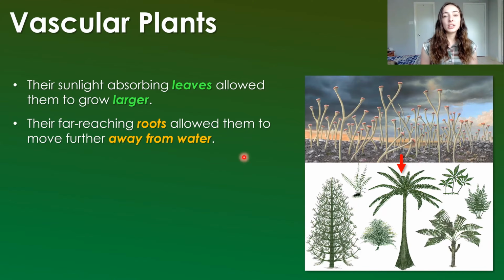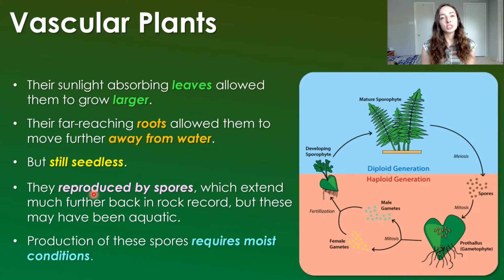And then their more well-developed or far-reaching roots allowed them to move further away from water, but they still had to stay somewhat close to water because they were still seedless. And that meant that their reproduction was by spores. An example of a seedless vascular plant today is the fern, and these guys reproduce by spores as well. And this cycle of reproduction and the ultimate production of their spores requires moist environmental conditions because much of this process is external.